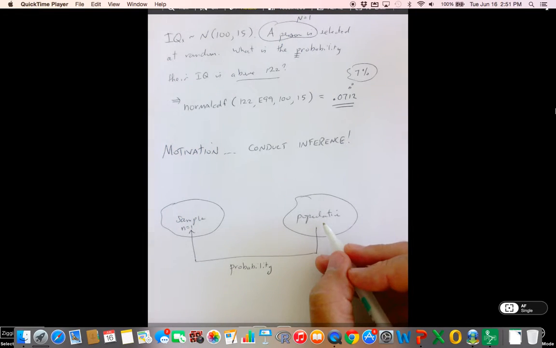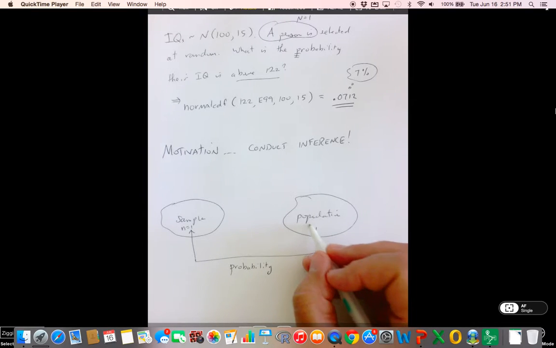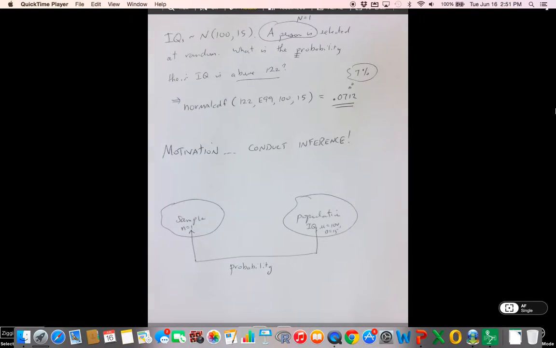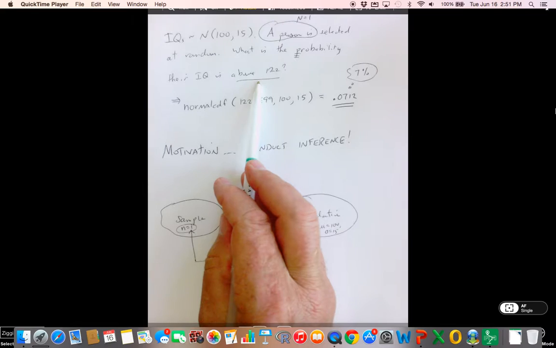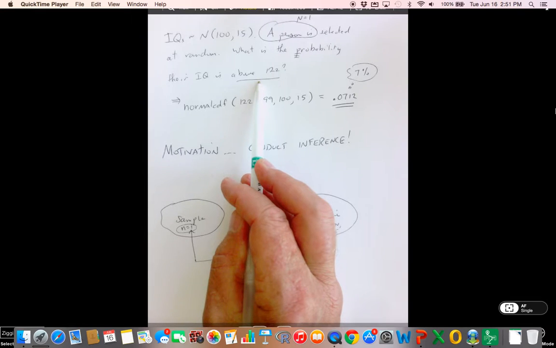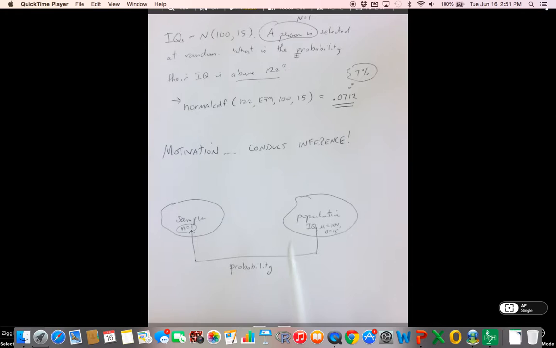That we know from a population, and the example I used here were IQs, mean equal 100, standard deviation equal 15. That we can determine the probability of getting one person with a particular IQ, well, actually a particular region of an IQ, so we're saying above 122. We could do less than 115. We could do just any calculation that we want.